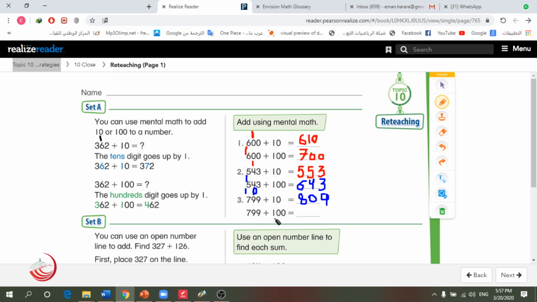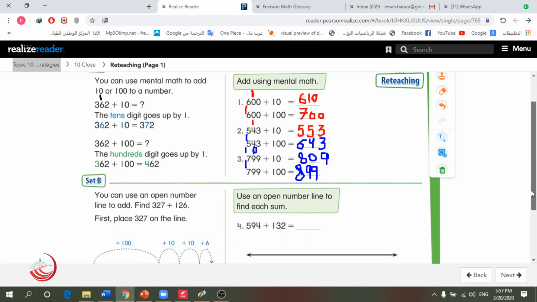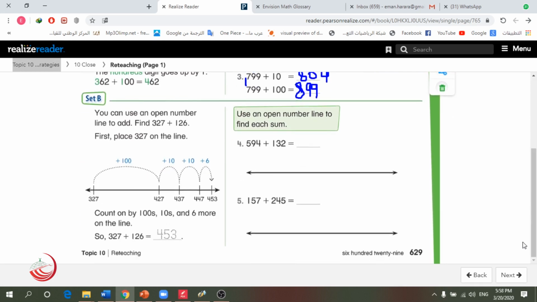Now let's see 799 plus 100. So I will add to the hundreds. Where are the hundreds here? Hundreds, tens, and ones. Don't forget this song at all. Hundreds, tens, and ones. So I will add 1 to the hundreds. 1 plus 7, it will be 8. 9 plus 0, it will be 9. 9 plus 0, it will also be 9. So the answer will be 899. Now let's go answer the rest of the questions here.